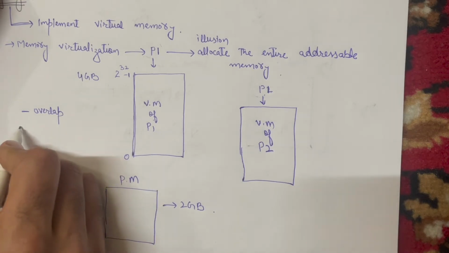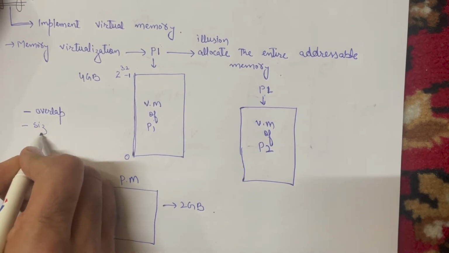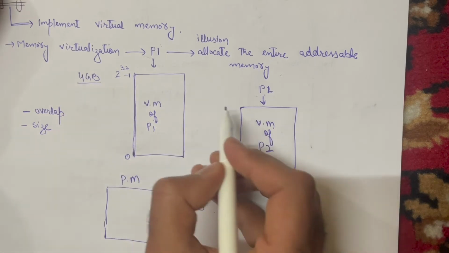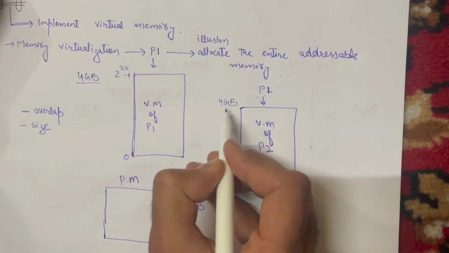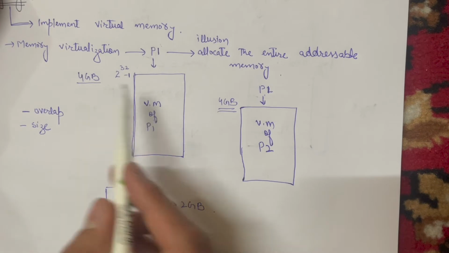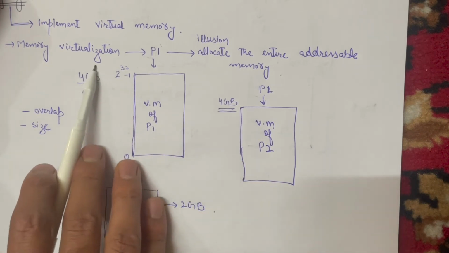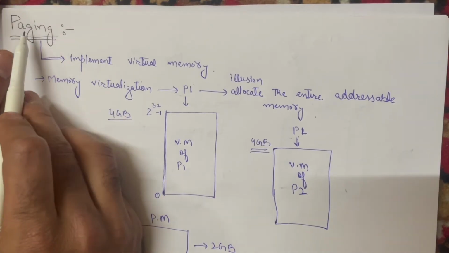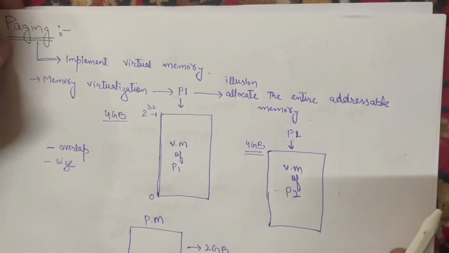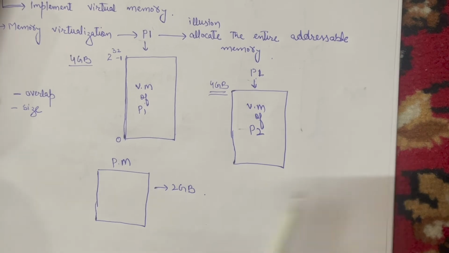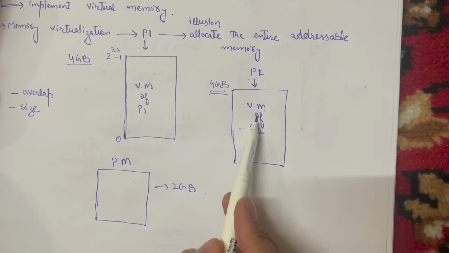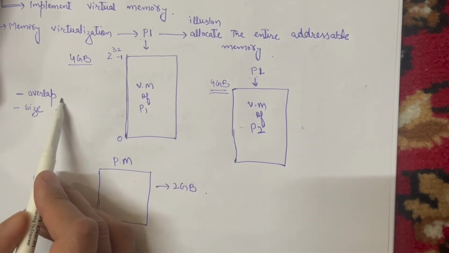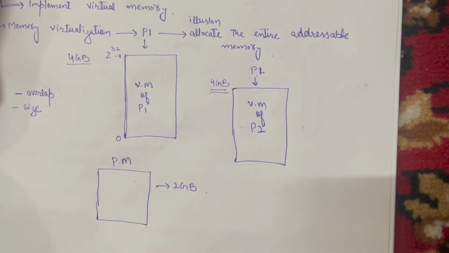The second is the size problem. Size problem means that this is a 4 GB process and this is also a 4 GB process. How can we run a 4 GB process, or how can we keep multiple 4 GB processes in a smaller physical memory? That is where the paging technique gives us the idea of how we can allocate memory to multiple processes, and how we can avoid this overlap problem and this size problem.